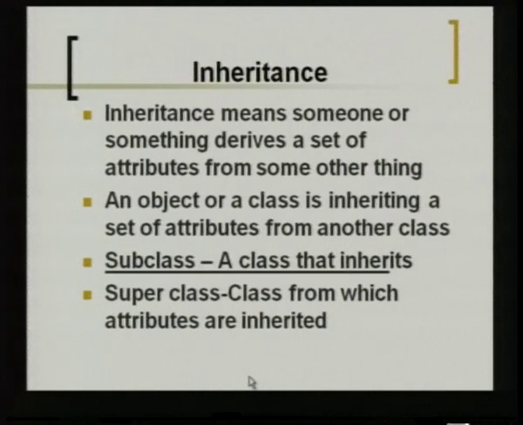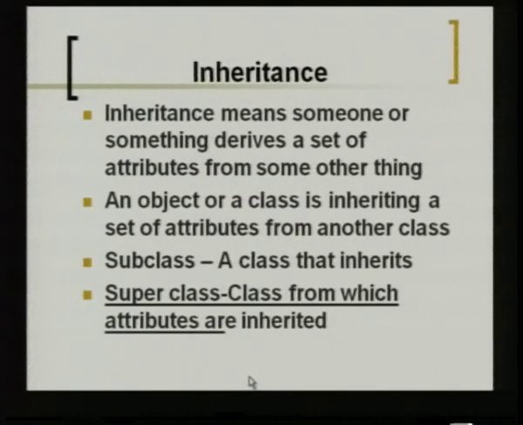So, there are two terms which are given to these two classes. One is called the subclass, a class which gets the features, the properties or the methods. And you have another term called the superclass, which indicates the class from which something is going out, from which the features are being given out. A class from which another class inherits. These are the two main terms to keep in mind when we study inheritance.